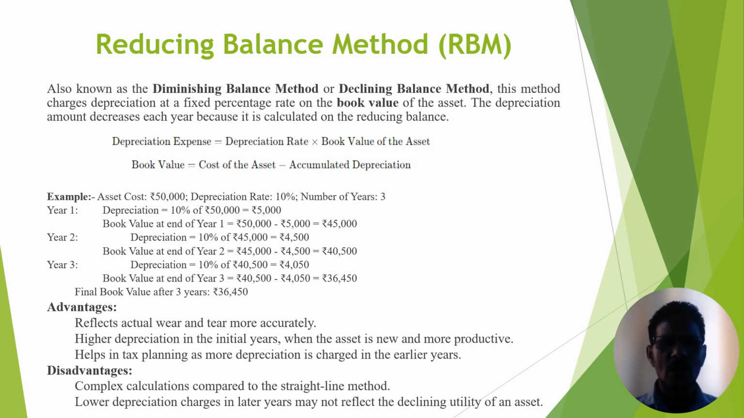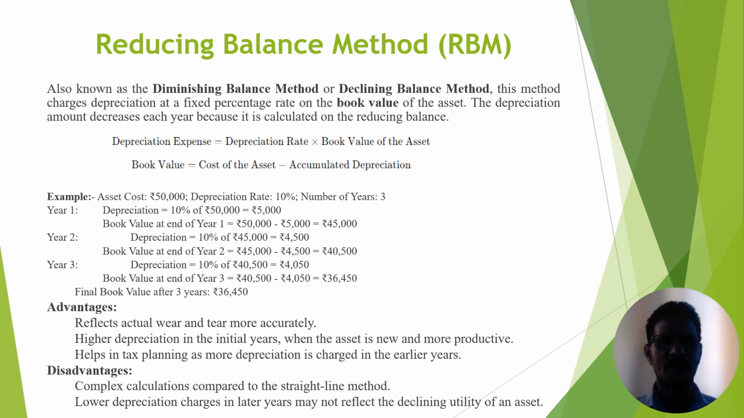For calculation of the depreciation amount, we have one formula: depreciation rate multiplied by book value of assets. For this we require the depreciation rate and the book value of assets, which means cost of assets minus accumulated depreciation. Suppose we calculate the depreciation amount for the fourth year. Then we take the cost of assets and the accumulated depreciation for the first 3 years. We subtract this, and that is the book value.